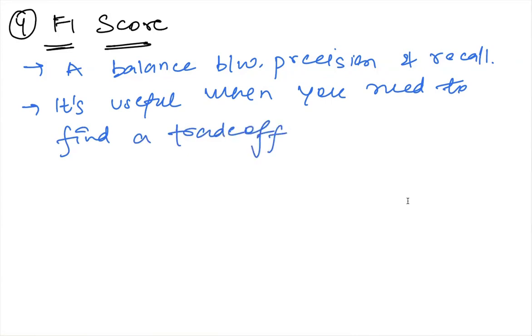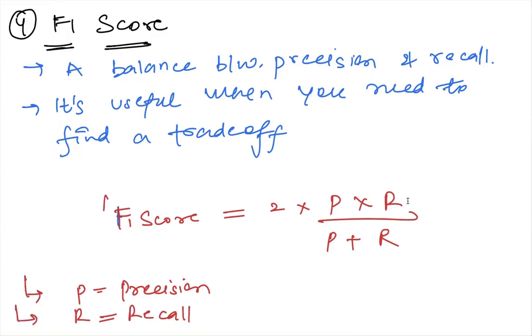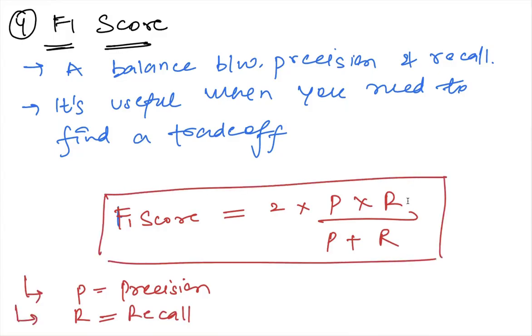So F1 score is nothing but 2 times precision times recall by precision plus recall. So P is precision, and R is recall. So F1 score is 2 times precision times recall by precision plus recall.